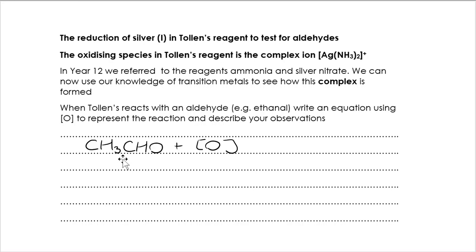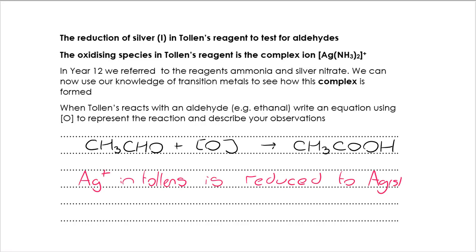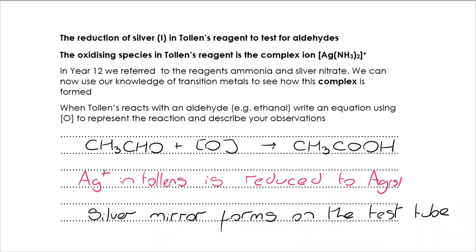Now let's think about how we represented this in year 12 to begin with. I take my ethanol, I add an O in square brackets to represent the oxidizing agent, and I turn it into a carboxylic acid. Now what's actually happening here is the Ag+ in the complex is being reduced to solid Ag. So the observation that we make is that we get a silver mirror forming on the inside of the test tube. It's also important, just as a reminder, that Tollens would not work with a ketone because a ketone cannot be oxidized. So I've just added that in as a little bit of extra info.